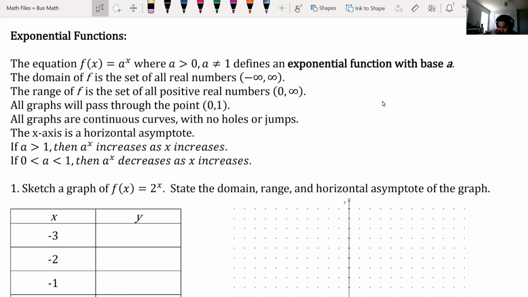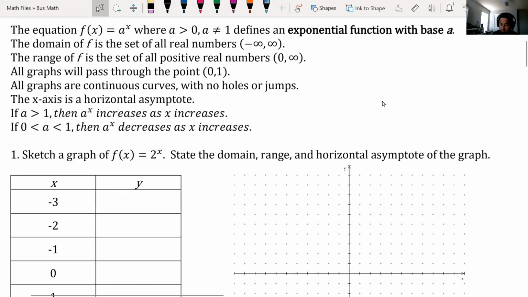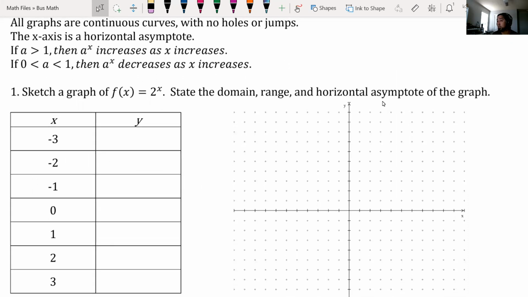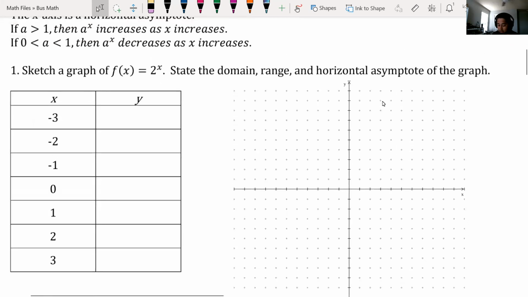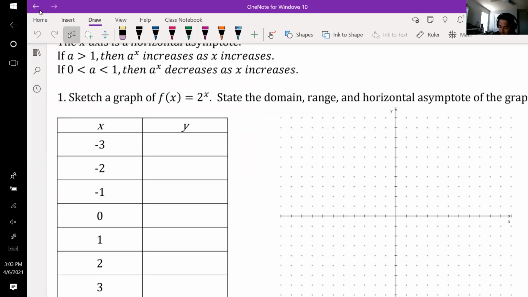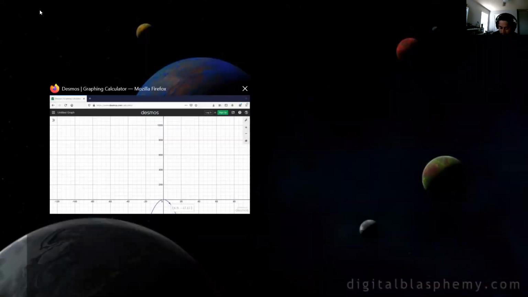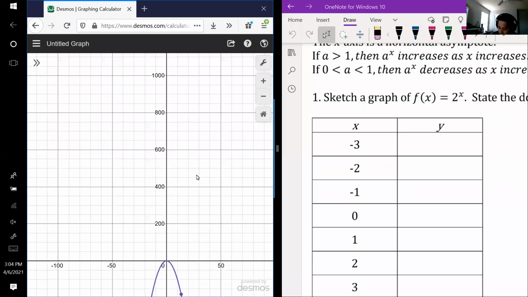Okay, so let's go ahead and look at the graph of 2 to the x. We're going to graph it, state the domain, range, and the horizontal asymptote. Okay, so 2 to the x, let me see. We can probably use Desmos, why not? Let me hide this, hide video, and then hide floating. There we go.